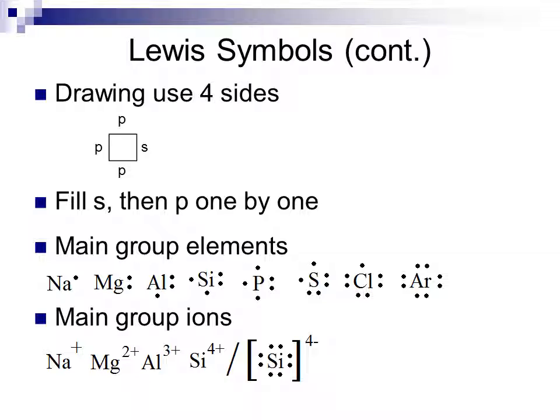So these first 4 are what we call isoelectronic. They have the same electron configuration. They have different charges because they've lost different numbers of electrons. As an anion, silicon has gained 4 electrons.